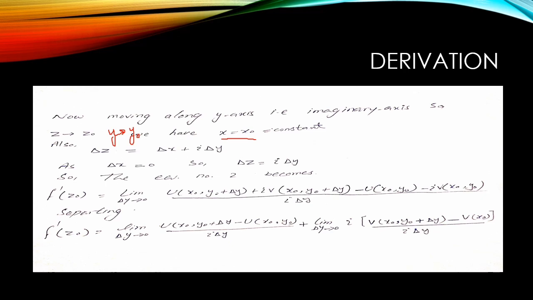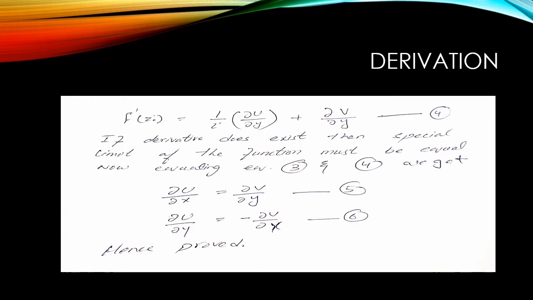Now after rearranging this equation, or separating the u and v terms, we get the limit as del y approaches 0 of u of x naught, y naught plus del y, minus u of x naught, y naught, over iota del y. In the same way, the limit as del y approaches 0 of iota times v of x naught, y naught plus del y, minus v of x naught, y naught, over iota del y. Now we get f prime of z is equal to 1 over iota partial u over partial y plus partial v over partial y.